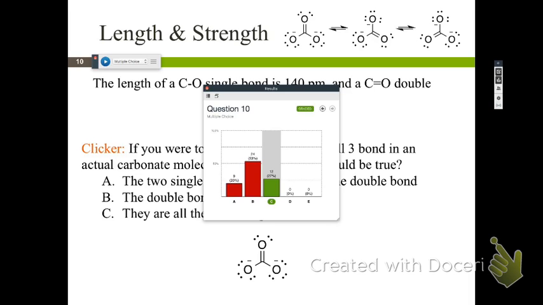Double bonds are stronger than single bonds. What about the strength? They're all the same. They're all the same strength because they're all an average when you find them in nature. Okay? We'll build off of that next week or next class.